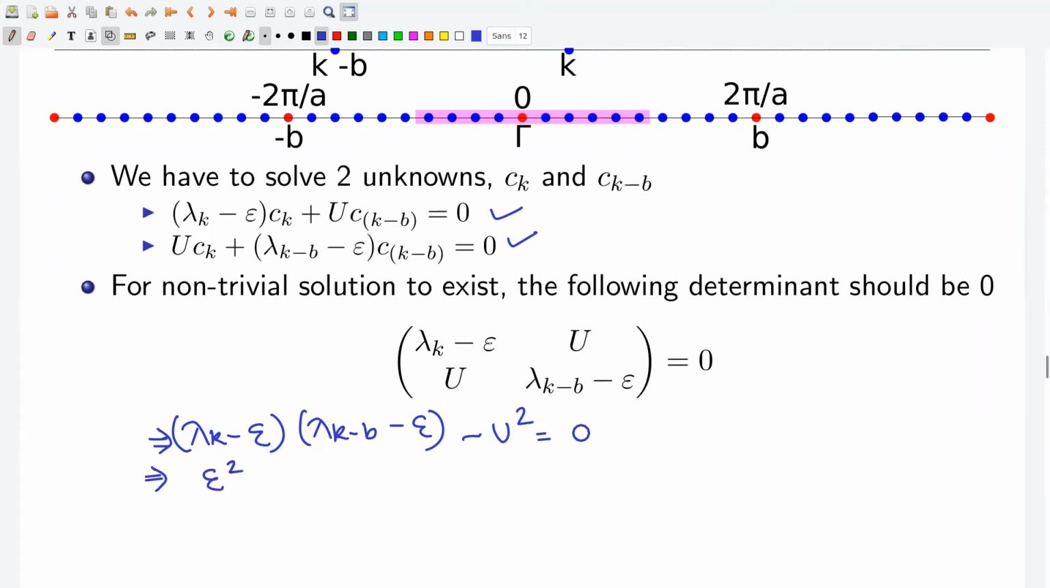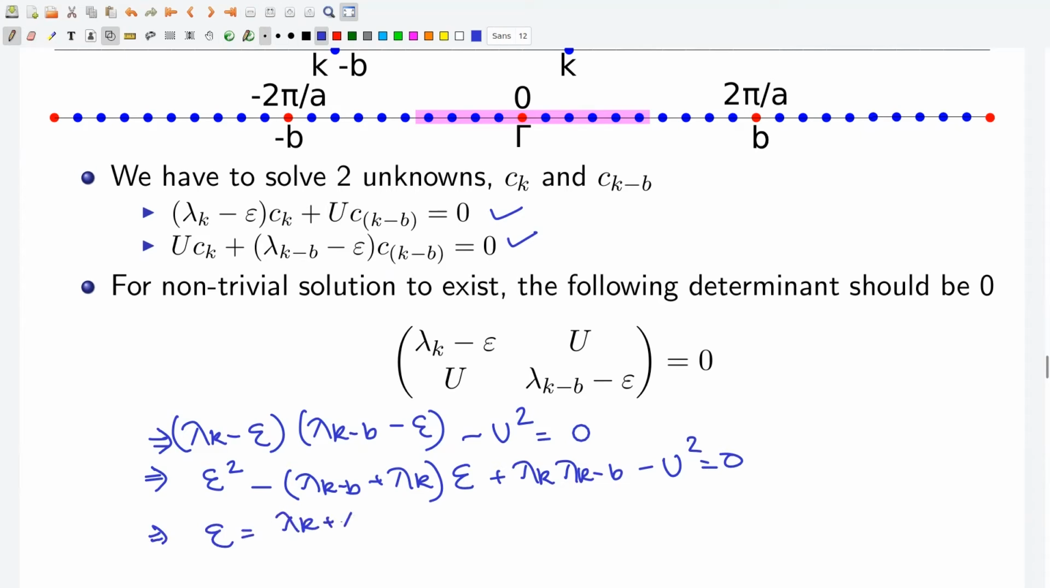Which can be written as epsilon square minus (lambda(k minus b) plus lambda_k) times epsilon plus lambda_k lambda(k minus b) minus u square is equal to 0, which implies that epsilon is equal to (lambda_k plus lambda(k minus b)) divided by 2 plus or minus half square root of (lambda(k minus b) minus lambda_k) whole square plus 4 u square.